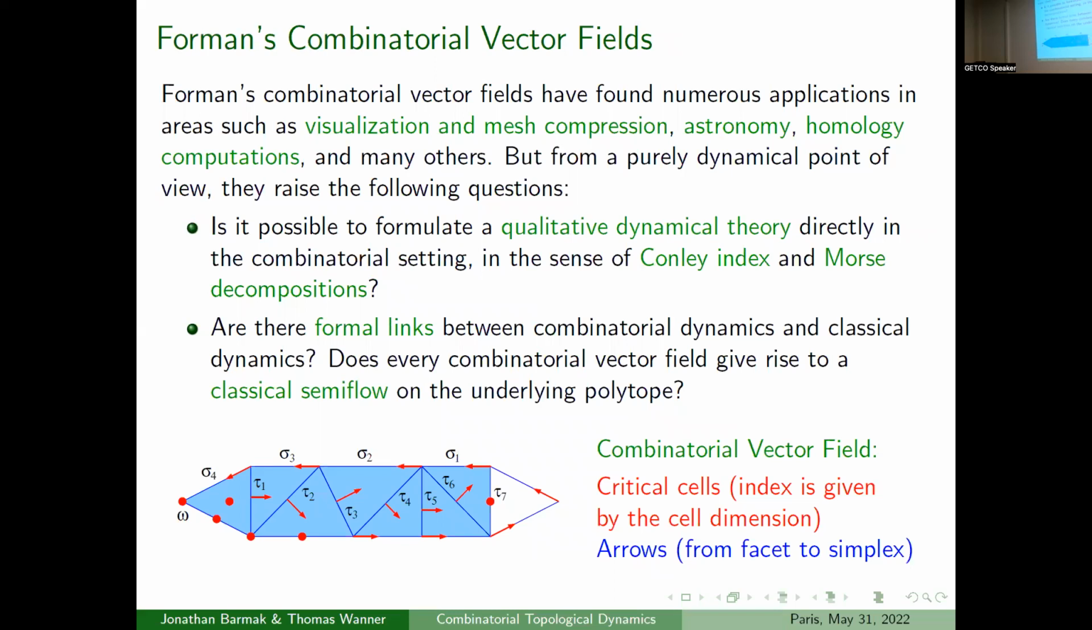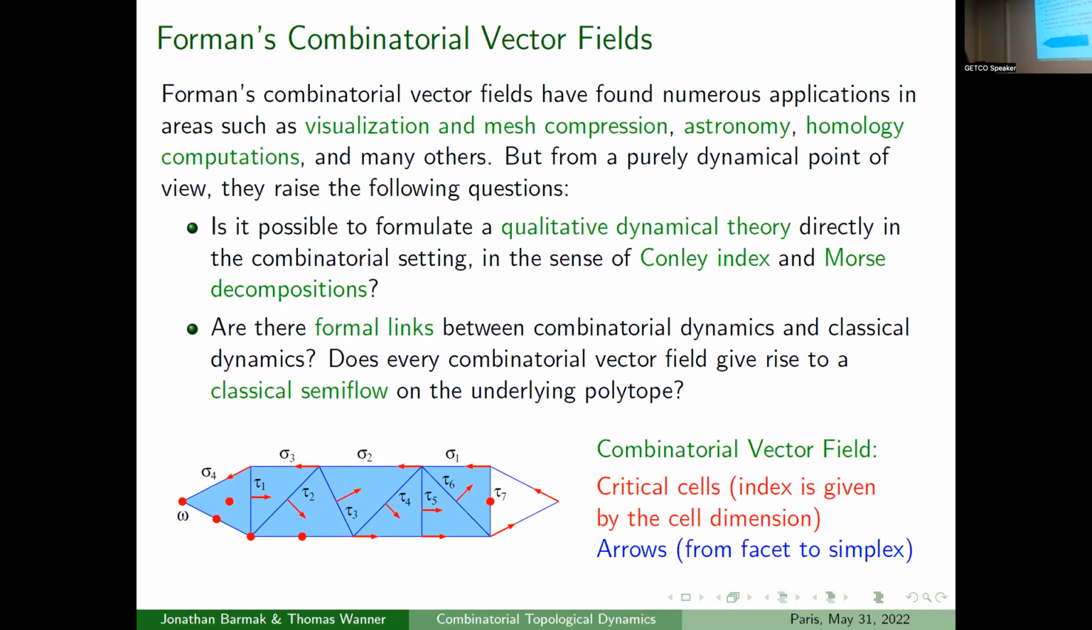So I'm given a simplicial complex, like the one down here, and I basically partition the set of simplices into singletons. Those are going to be my critical cells, and doubletons. Those are going to be my arrows in the Forman vector field case. So those are always a face and a co-face, dimension difference being exactly 1. And I'm drawing those arrows. These doubletons always is going from the face to the co-face. So this is a combinatorial vector field in the sense of Forman.